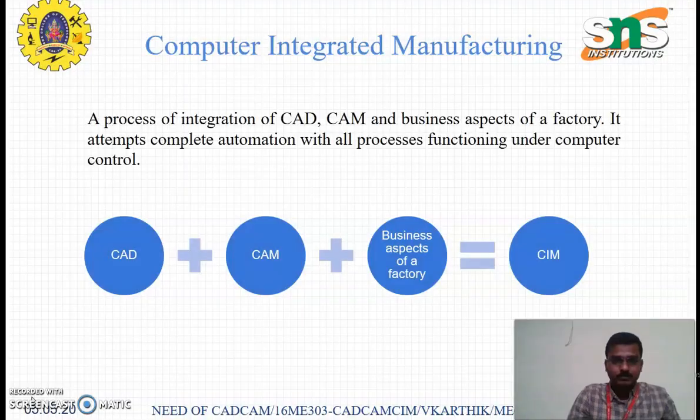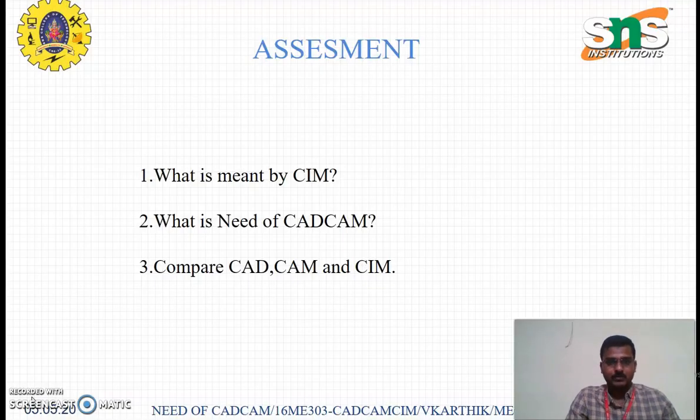It is called computer integrated manufacturing. Computer integrated manufacturing is nothing but a process of integration of CAD, CAM and the business aspects of a factory. It attempts a complete integration with all process functions under computer control. The combining of CAD plus CAM plus business aspects of the factory is called CIM.